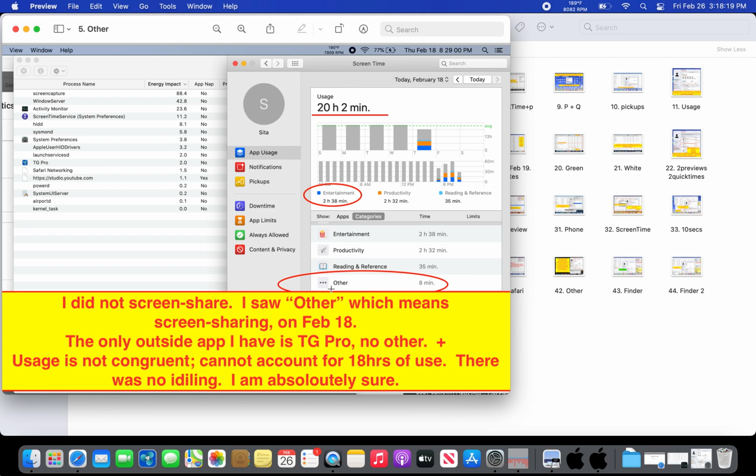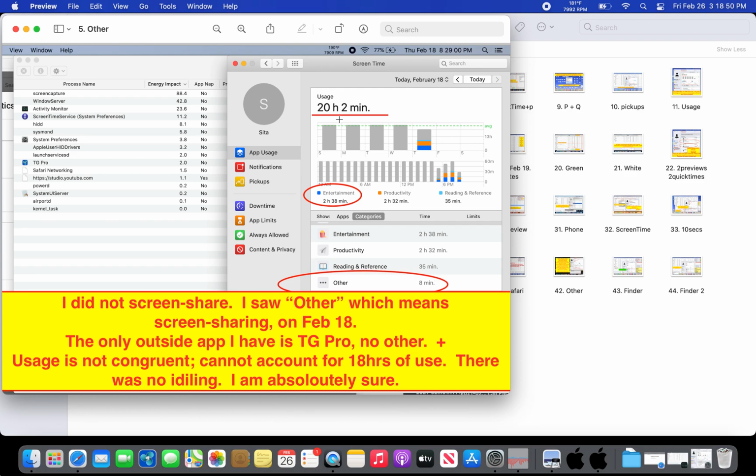And here I see Other is 8 minutes. It went from 2 minutes to 8 minutes to 11 minutes of usage. And that's February the 18th, when I removed this computer from the box that I was sending it in. And I already had Other, which means I'm screen sharing with someone. Not necessarily screen sharing. It's just something that cannot be categorized. So I have no idea what it is.